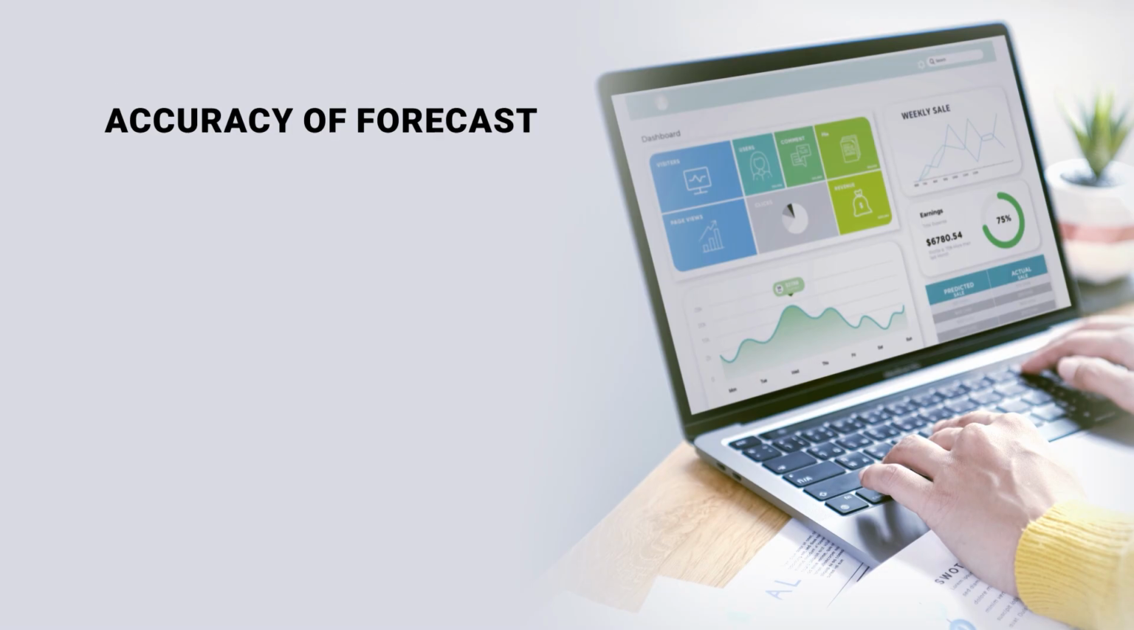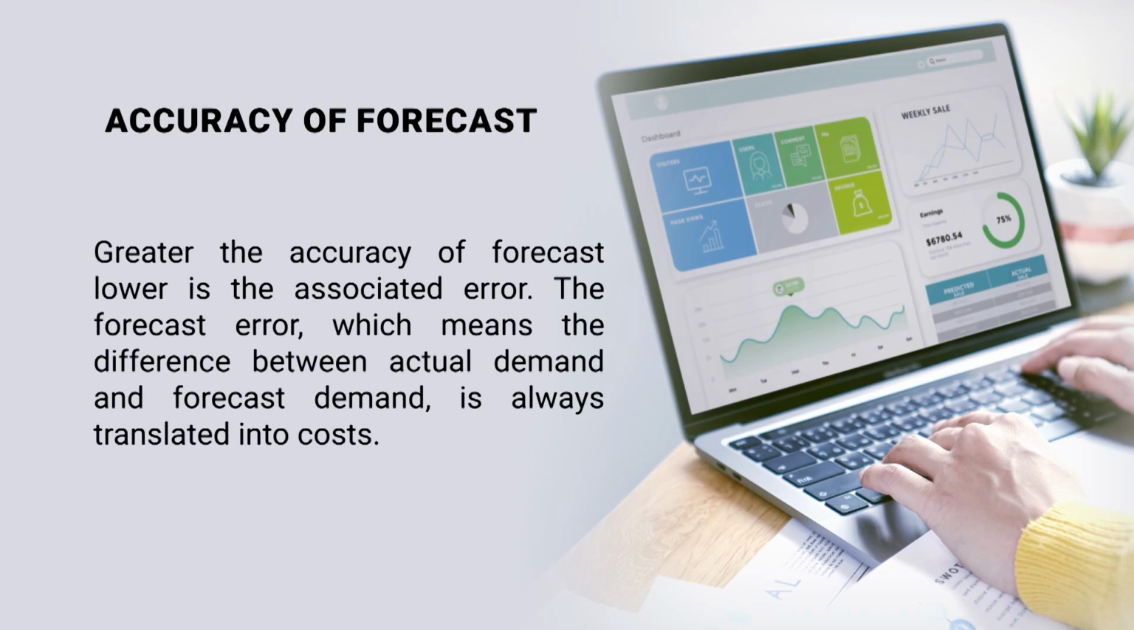Accuracy of forecast: the greater the accuracy of forecast, the lower the associated error. If the accuracy is high, then the actual happening is very near to what we forecast. So what we plan, the real thing will happen near to the plan, and the error is lower. So this forecast is coming in very good.